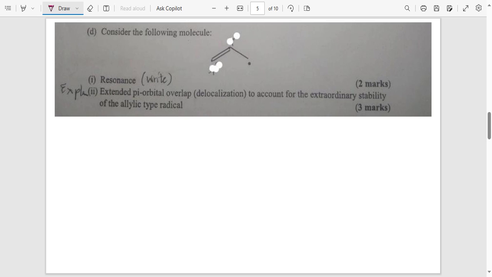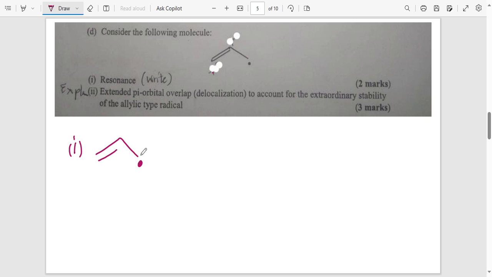Let's look at this one. Consider the following molecule. Now they just said resonance. Okay, they said write the resonance structure for this one. Now look at this structure. It has got one unpaired electron. We call a compound that has got an odd number of electrons a radical. So this is a radical.